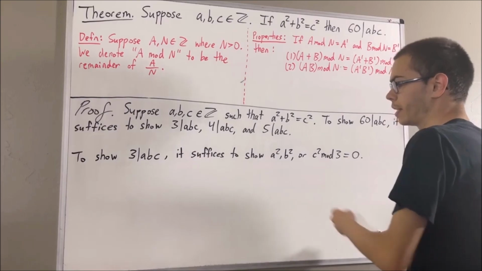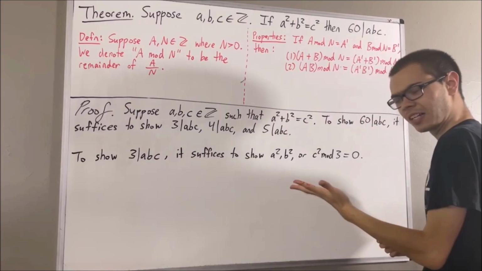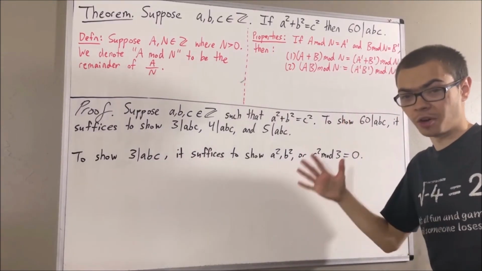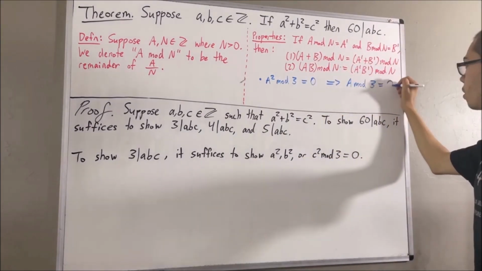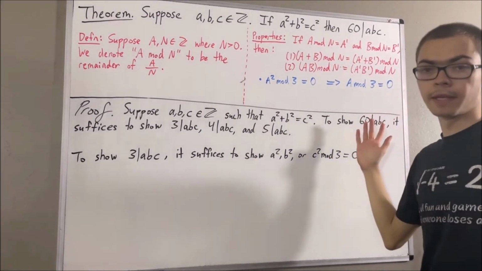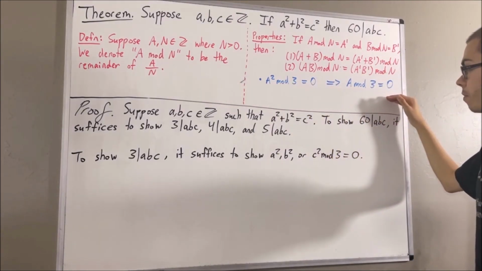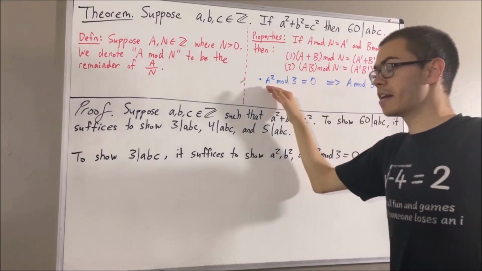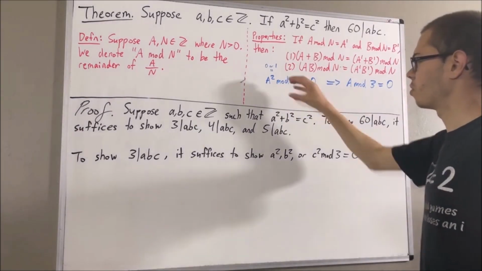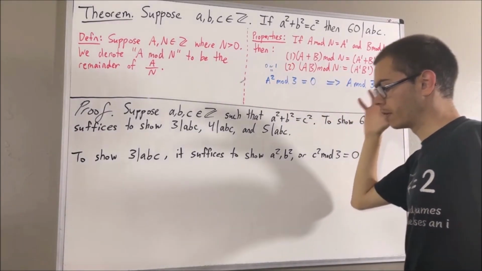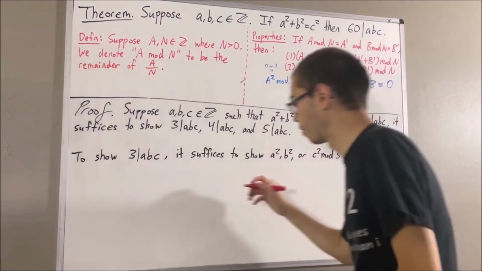So why is showing at least one of these 3 equals 0 enough to show 3 divides abc? Well, it has to do with this fact regarding modular arithmetic. Given any integer a, if a squared mod 3 equals 0, then a mod 3 equals 0. And it turns out, any integer squared mod 3 is equal to 0 or 1. So then, why is this true? Well, given any integer a, we have a mod 3 equals 0, 1, or 2.